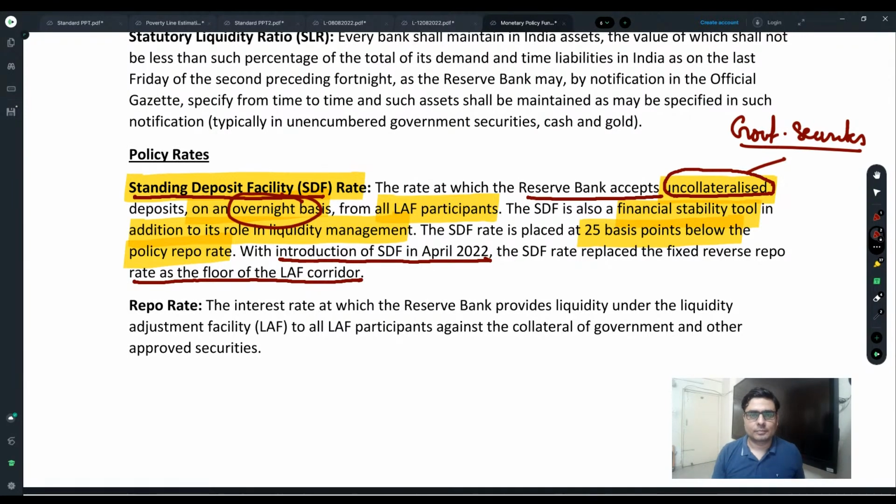Like in a hotel, you have to check in, and see how they calculate the day, right? You check in somewhere around 2 p.m., and the next morning you have to check out, right? So that is overnight. So it's an overnight facility, not a long term facility.